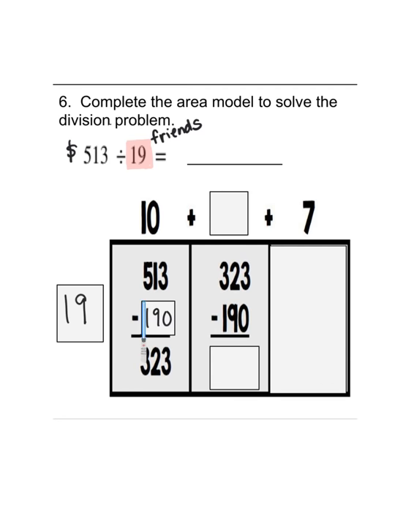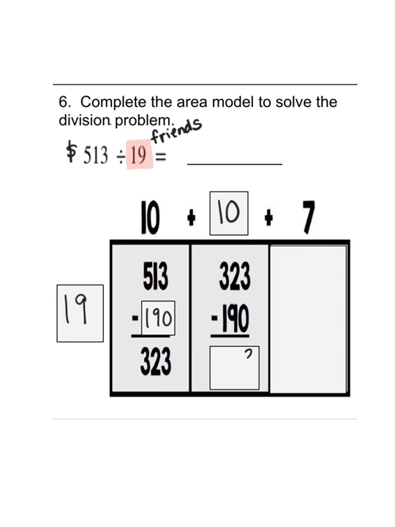So I'm going to take my $513 that I started with and subtract the $190 that I've passed out. And that gives me $323 left to continue sharing. Okay, so I have $323 left to share with my 19 friends. So I'm going to go ahead and give each of my 19 friends another $10. 19 times 10 is 190, which is represented here, and I can go ahead and subtract this $190 from my 323 that I have left over.